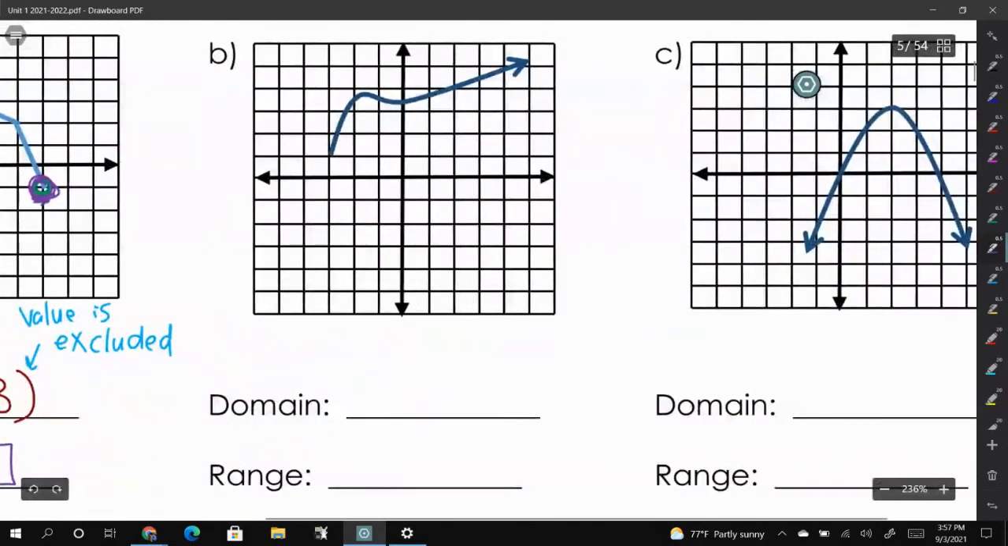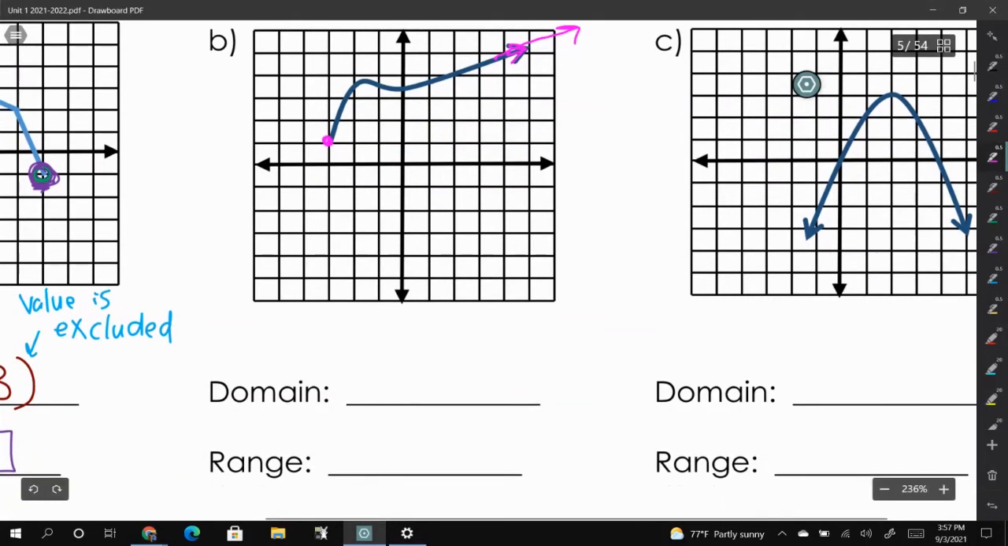In letter B, we don't have an open circle, but we have a starting point, and then we have an arrow. That means that this goes off forever. So we're going to have to extrapolate, or think about where we approach. Where does this line keep going to? For our domain, the smallest x value is -3. And since we don't have an open circle there, it is included.